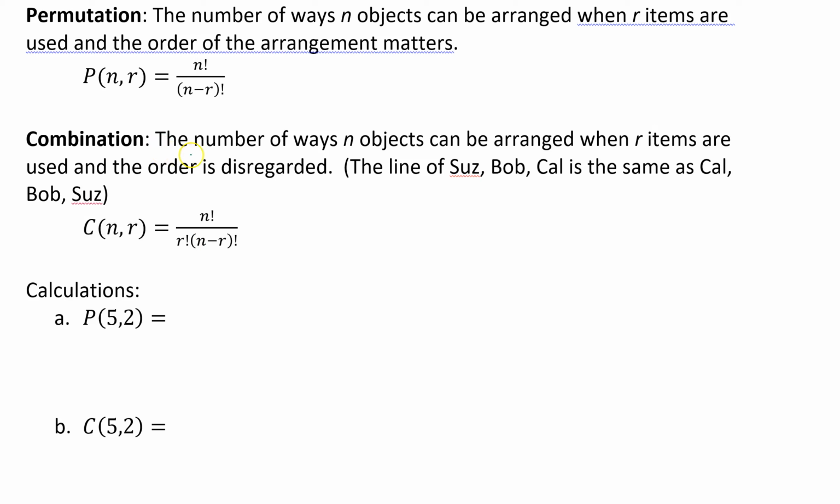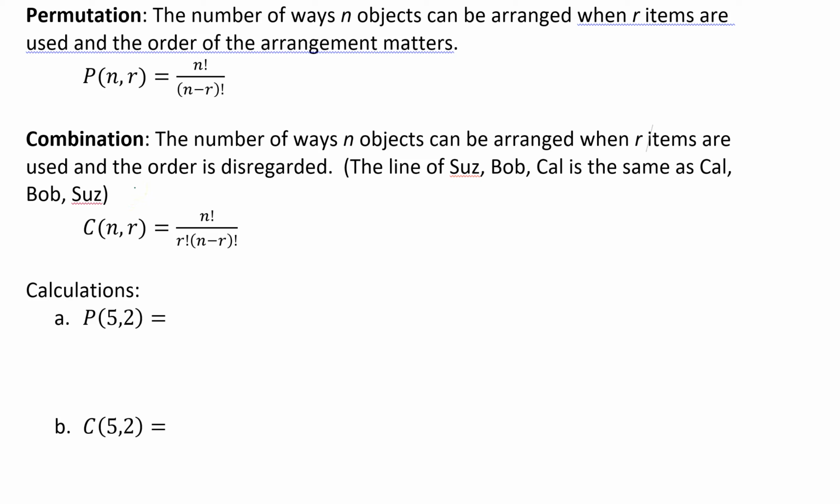It is the number of ways n objects can be arranged when r items are used and the order is disregarded. So, for example, if we had a line of Suze, Bob, Cal, if I had that as a lineup, Suze, Bob, Cal, that would be considered the exact same as Cal, Bob, Suze. Order doesn't matter, there's still three people.